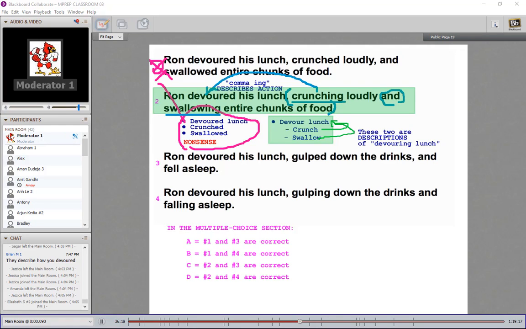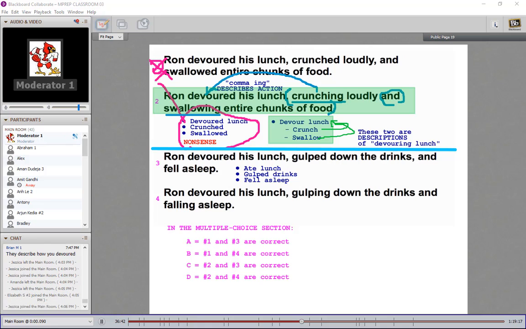As opposed to these two that are down here. I mean, these three things are genuinely different things. Like if you were going to bullet point this, these would actually get 3 bullets. Ate lunch, gulped drinks, fell asleep. These are actually 3 different things. So these 3 you actually want to all be parallel. Give me a smiley face, if that makes sense.